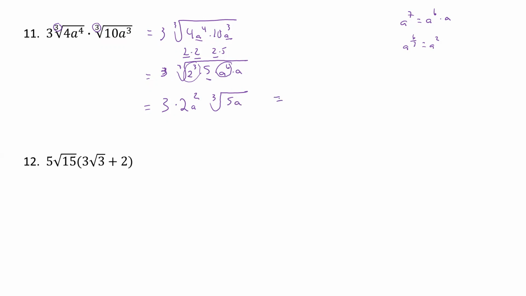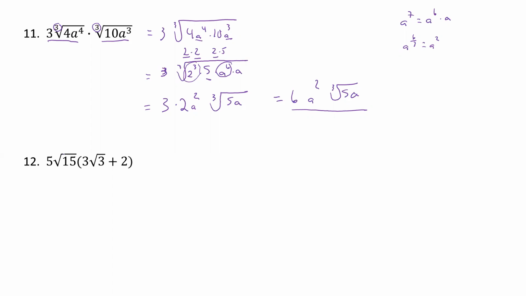Now if we want to simplify, we have 2 times 3 is 6, a squared, then we have cubed root of 5a. Okay. And so then that would be our final answer, taking those 2 cubed roots and multiplying them together.